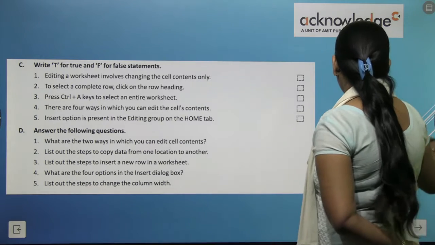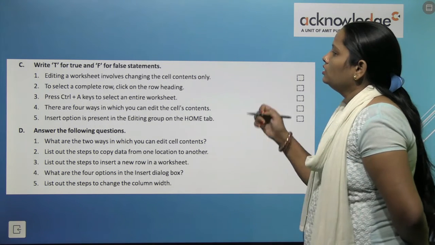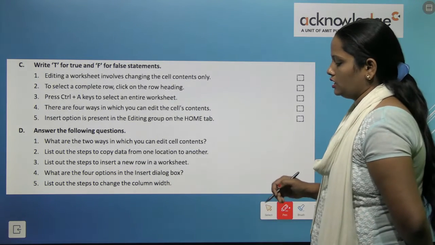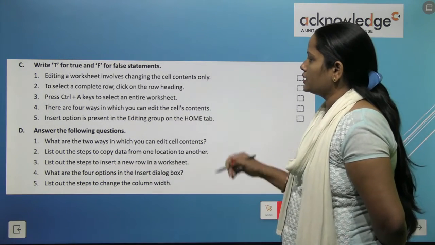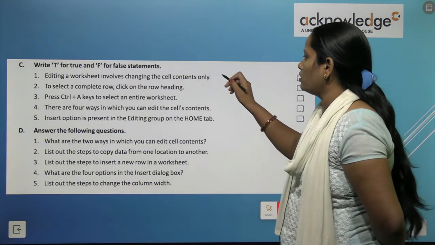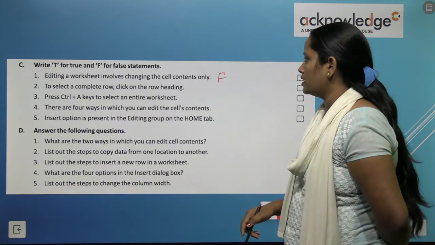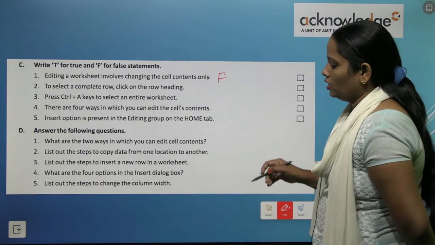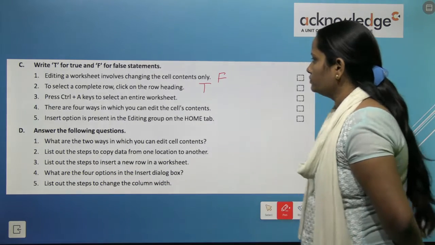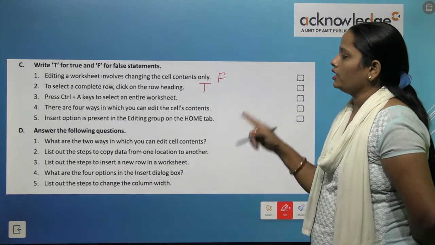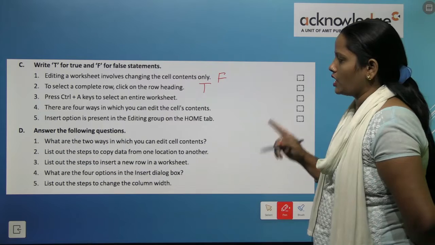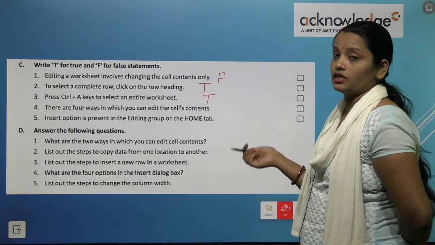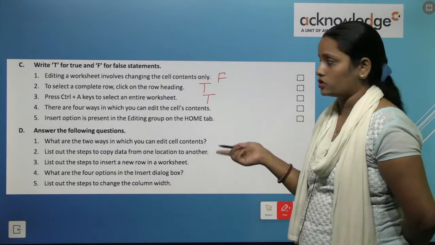Quickly come to true and false. Write true and false. Editing a worksheet involves changing the cell content only. No, it does not involve changing the cell content only. To select a complete row, click on the row heading. Yes, this is true. Press Ctrl A key to select an entire worksheet. Yes, this is also true. We have to press Ctrl plus A. This is a shortcut of selecting the entire worksheet.